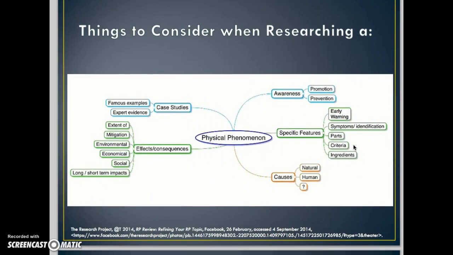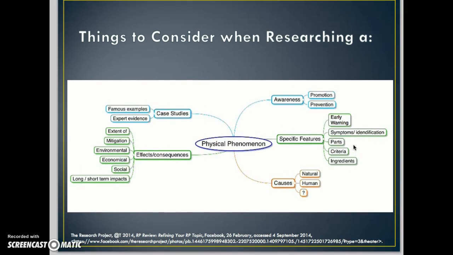So here's some things to consider when researching. Here's the physical phenomenon, and you might look at effects and consequences. So perhaps, say we're talking about, what's an example? Climate change. So perhaps you want to do your research project on climate change. That's what goes in the middle. Effects and consequences of climate change.